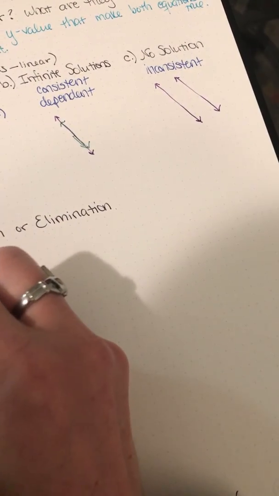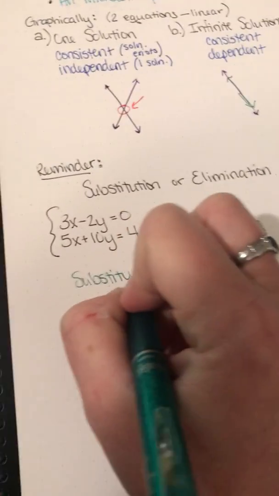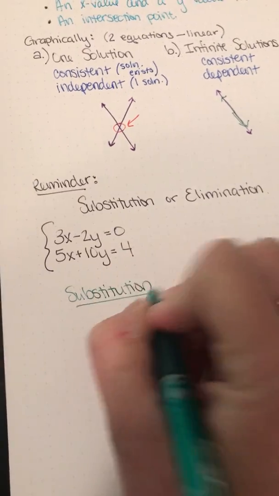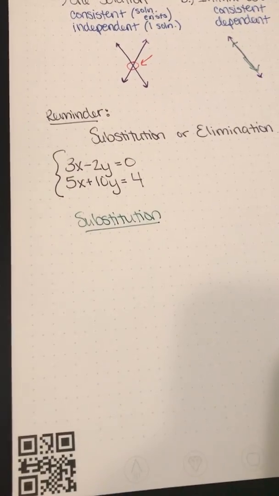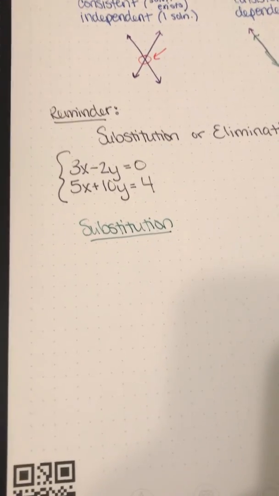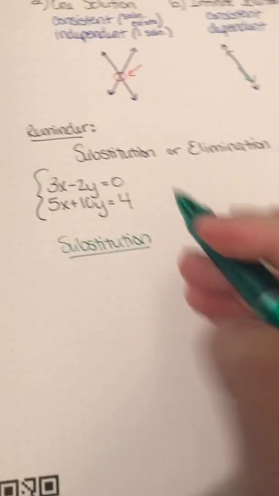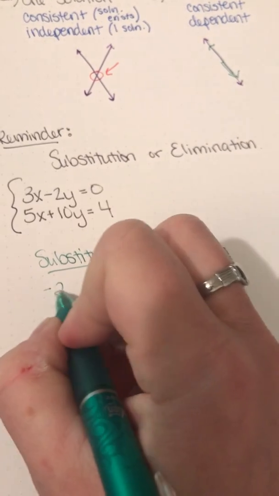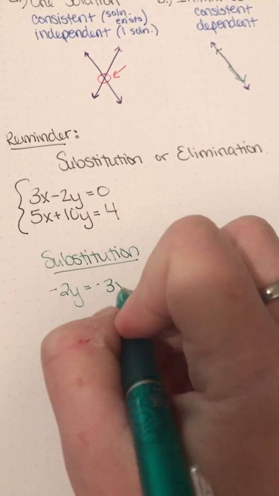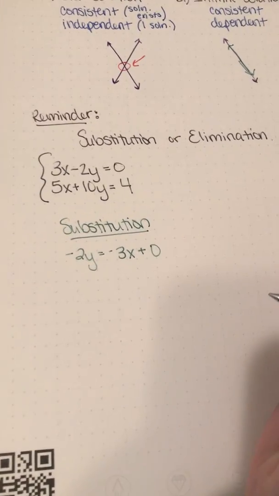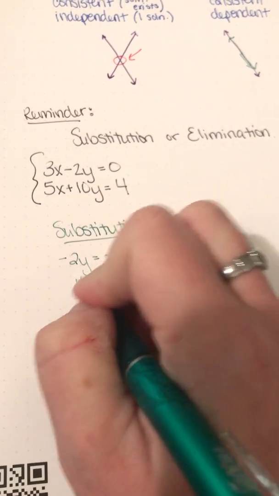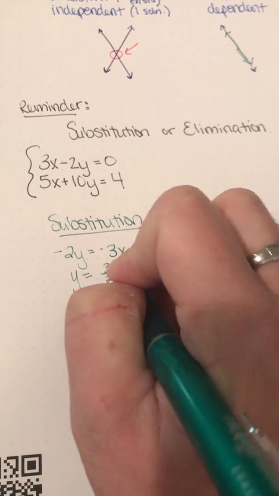And usually I find students have a favorite. Systems will lend themselves to one or the other depending on the problem. So the idea behind substitution is that you want to isolate a variable. So in the top equation, I'm going to isolate y. So I have negative 2y is equal to negative 3x plus 0. The 0 isn't necessary, of course. And then I'm going to divide by a negative 2. So y is equal to 3/2 x.